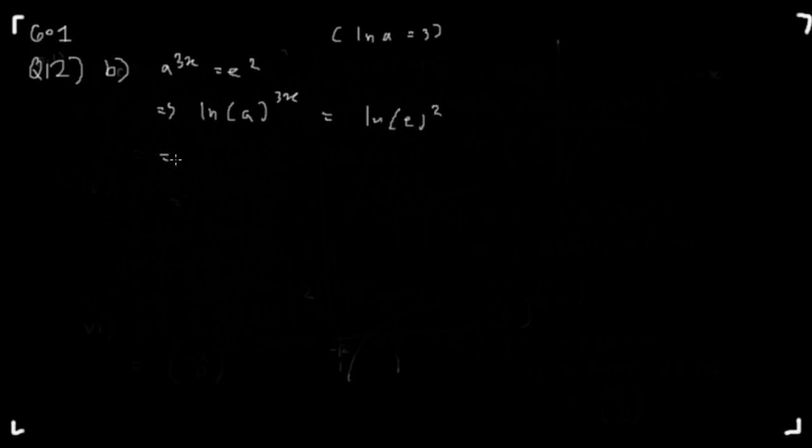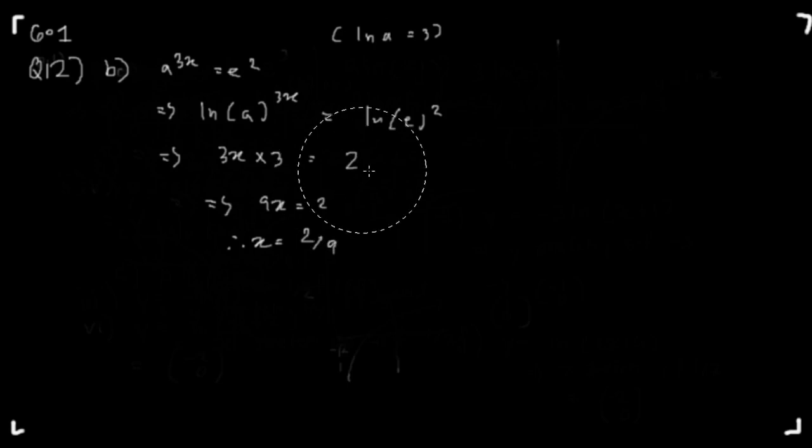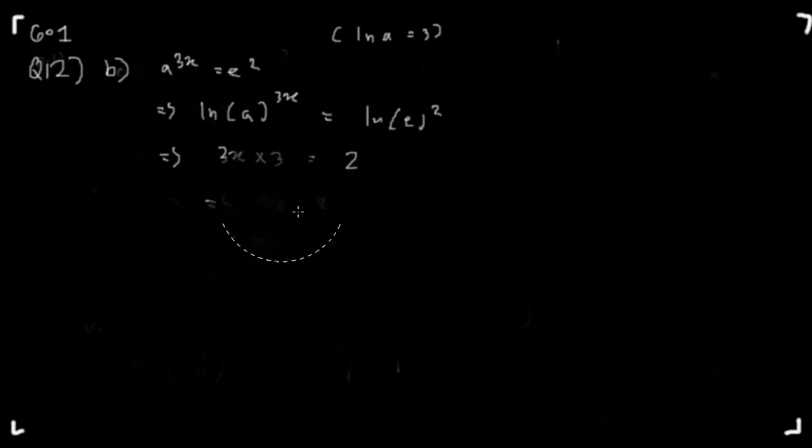So this would be equal to 3x, and this would be times 3, because ln a is equal to 3. And we move this here, and then this is equal to 1, so 2. So then this equals 9x is equal to 2. Therefore, x is equal to 2 by 9. It's the final form. This is the answer for this, right?